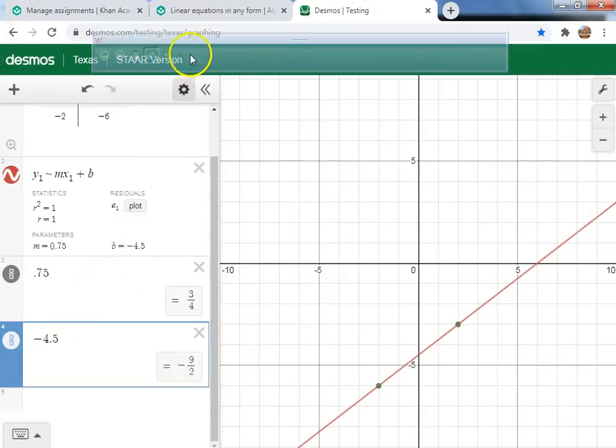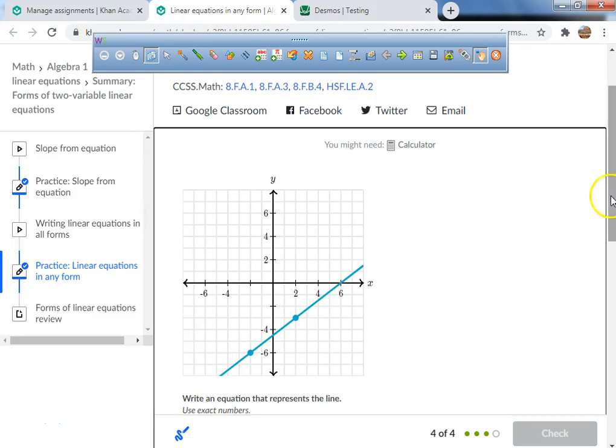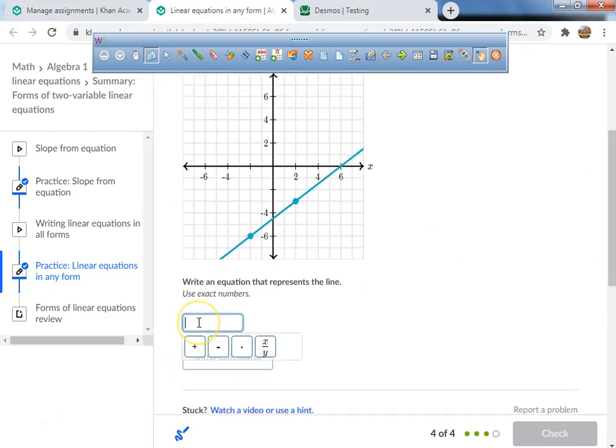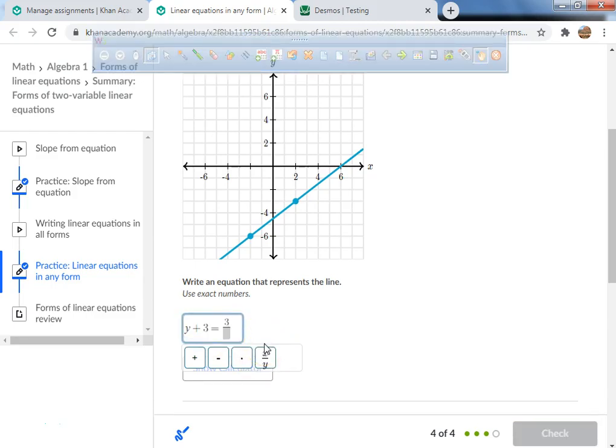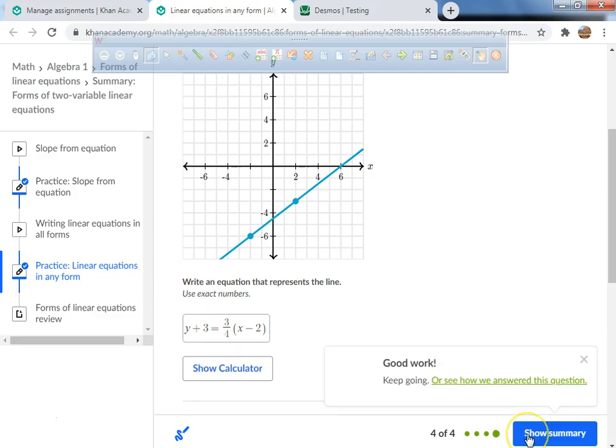All right. So, oh, not there. Right here. Y plus 3 equals, what was our slope again? 3/4. And then I'm going to put x minus right there. Do you guys see how they accepted it? Okay. Now, I'm going to go back real quick.